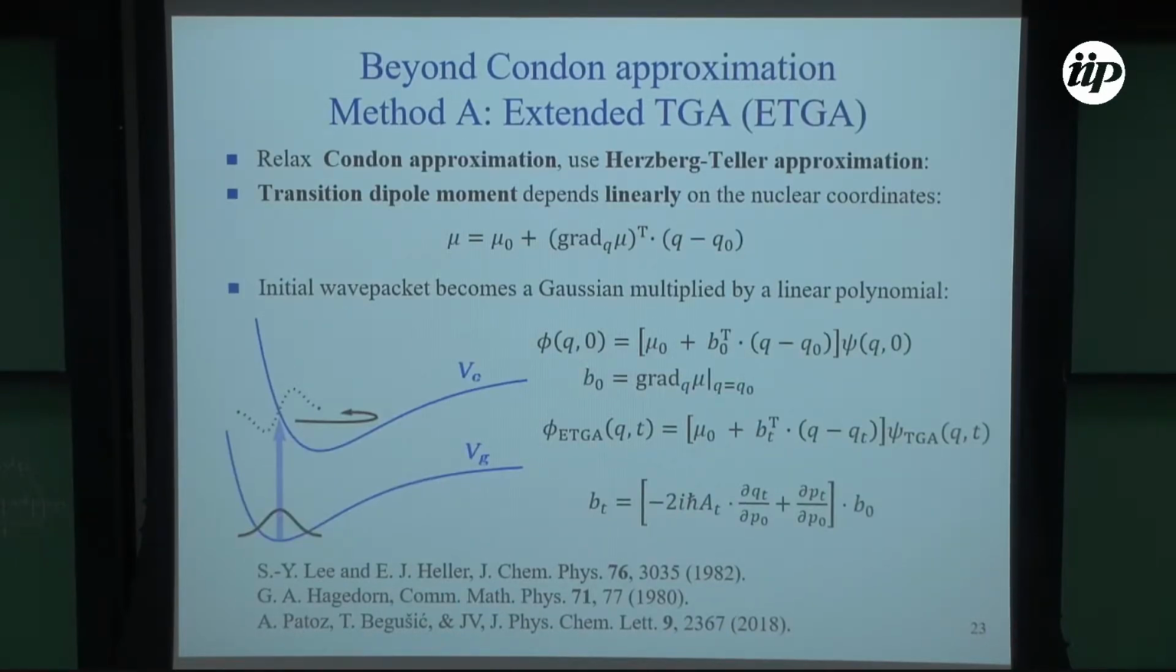Okay, so what is the idea here? It again goes back to Lee and Heller many years ago, that you can propagate polynomials times Gaussians pretty much at the same cost as a thawed Gaussian itself. So if you use the local harmonic approximation, the form of the wave packet remains. The only thing which you need to do in addition is propagate this linear factor. Okay, and the additional ab initio cost is 0.